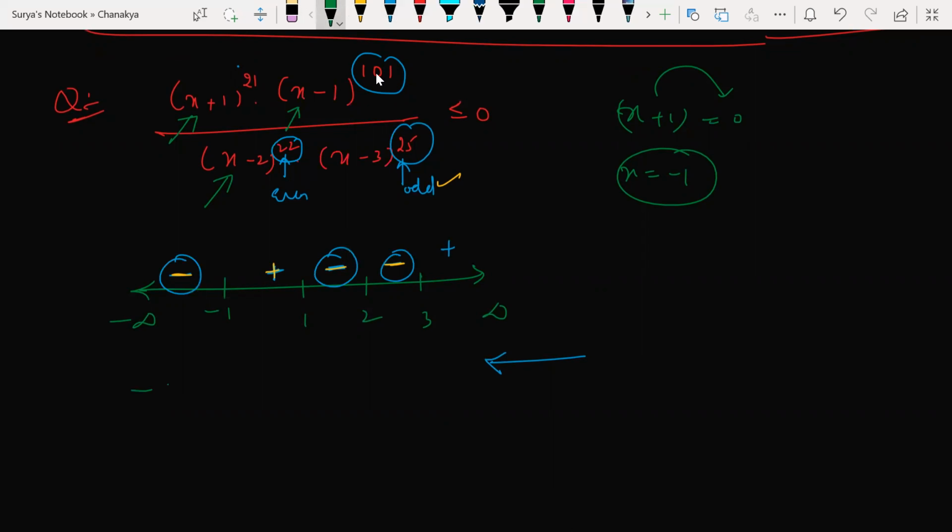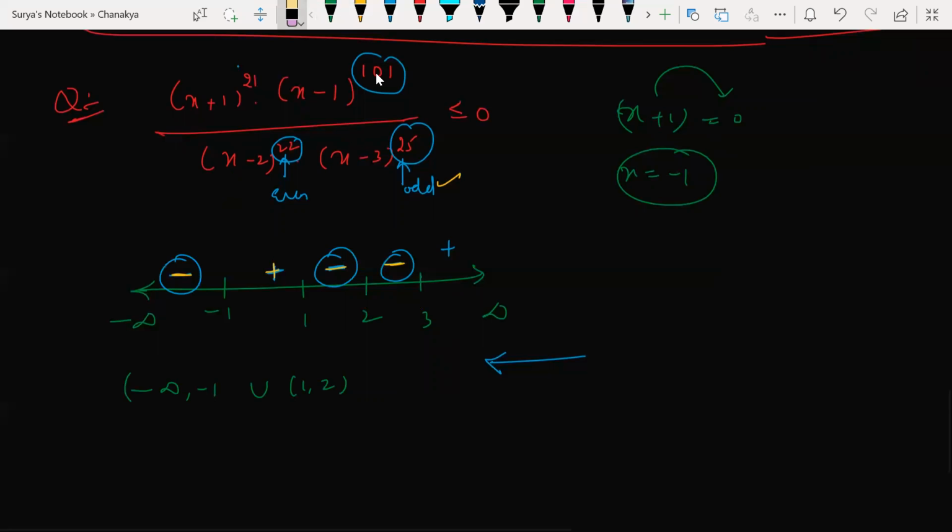So first of all, minus infinity to minus 1. Minus 1 is the open bracket or close bracket? Now the big $1,000,000 question is, should we write open bracket or close bracket? Everyone will write minus infinity to minus 1, union 1 to 2, union.